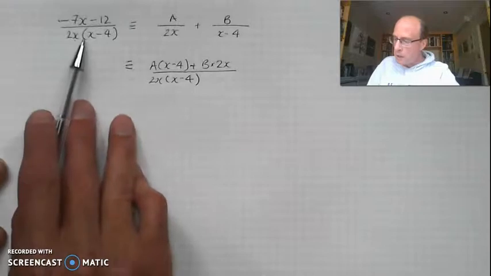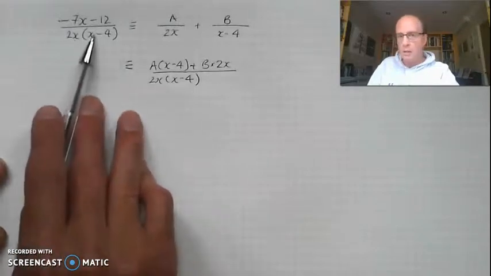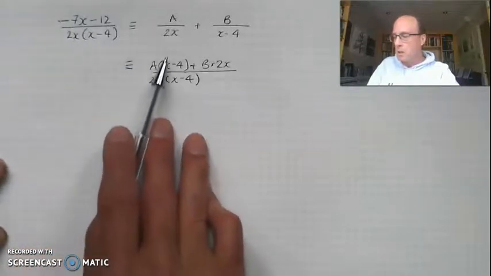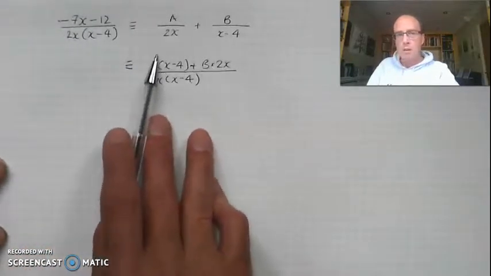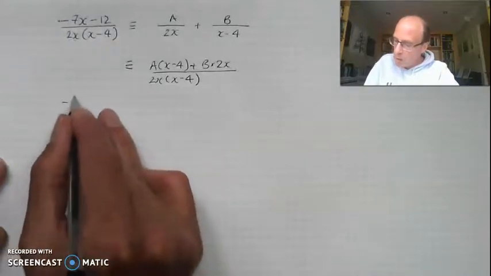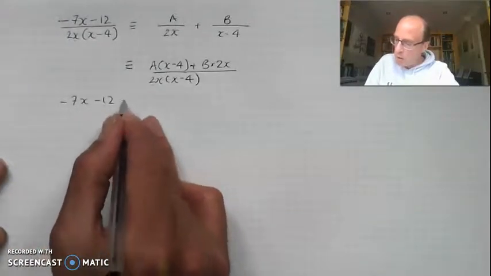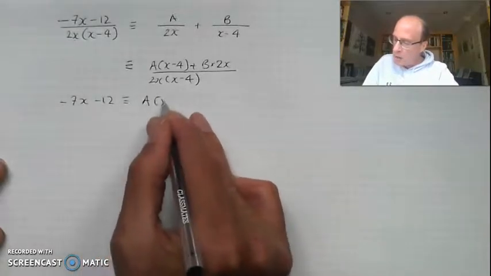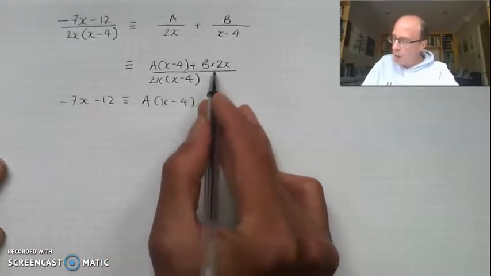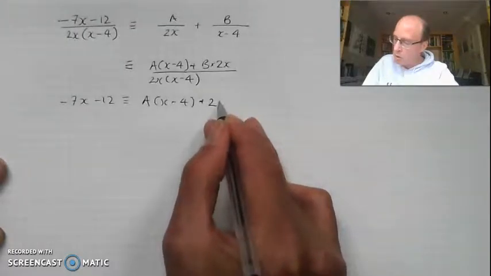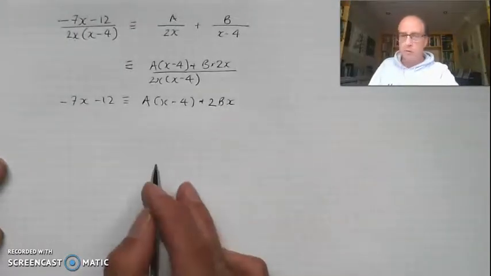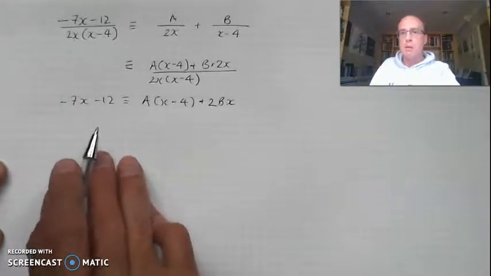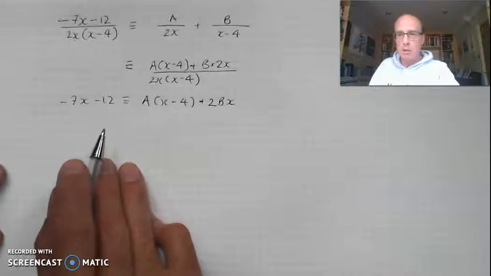Now we've got the same denominator in both cases, so this expression on the numerator here has got to be the same as the numerator over here. So I'm going to write that down. So minus 7x minus 12 is going to be directly equivalent to a into (x minus 4) plus, just going to rewrite that as 2bx.